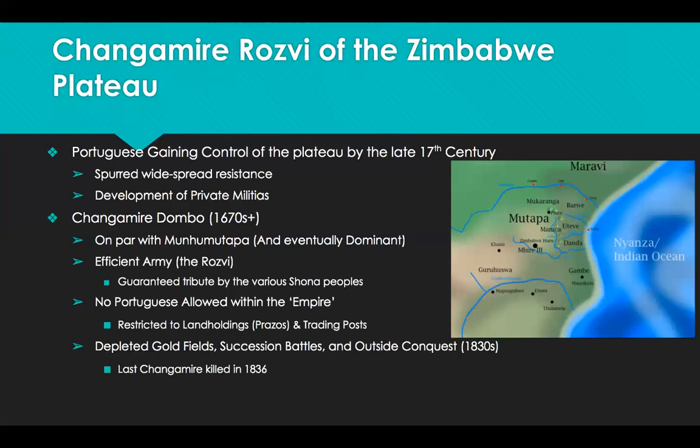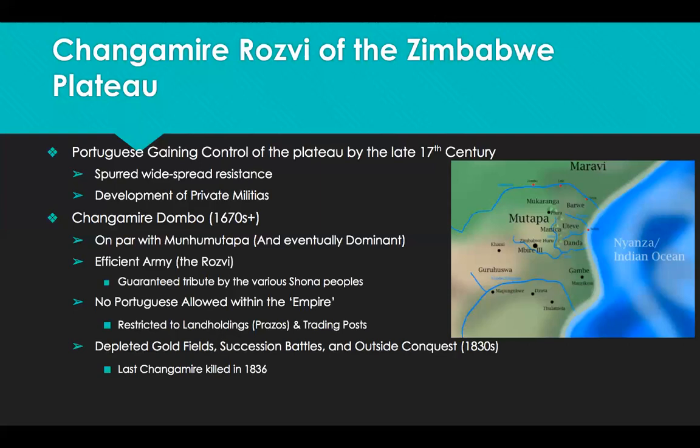So between 1630 and 1670, the Prazeros set up a number of trading fairs and tried forcing the local people to open up new gold mines. However, their violent oppression provoked widespread resistance from the local peasant population. Rather than work the gold mines, the people fled their villages and sought the protection of the powerful local cattle owners and their private militias. So that's how these private militias developed.